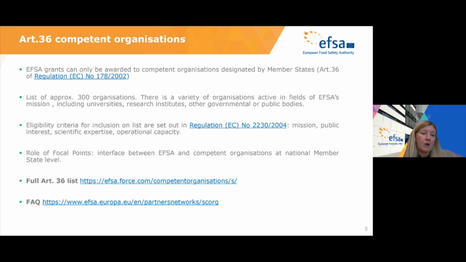And a critical part of this is the role of the EFSA focal points. They are the interface between EFSA and the competent organisations at member state level, and they really are one of the first ports of call if organisations want to find out more about how they could be included on the list and the process in their country for approaching the member state national authority for that inclusion.